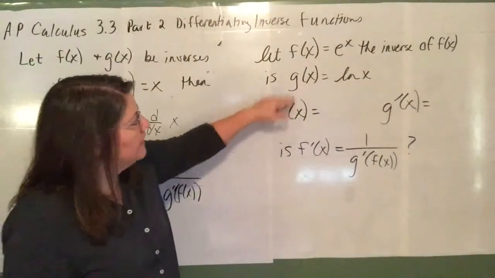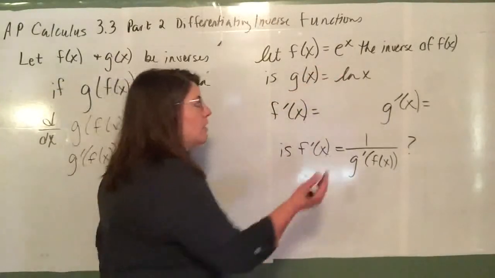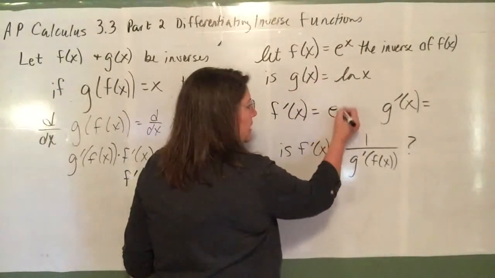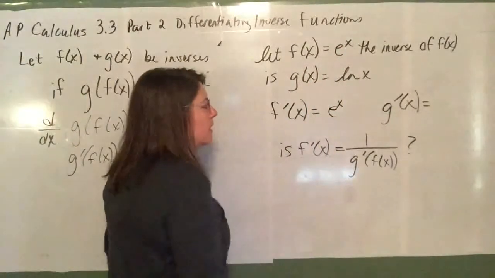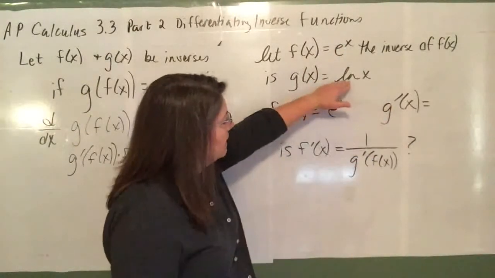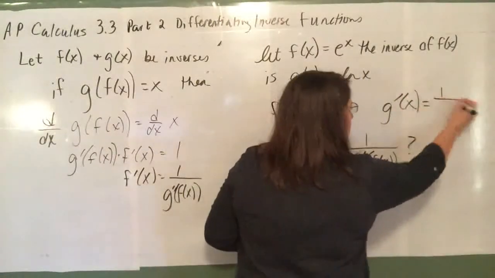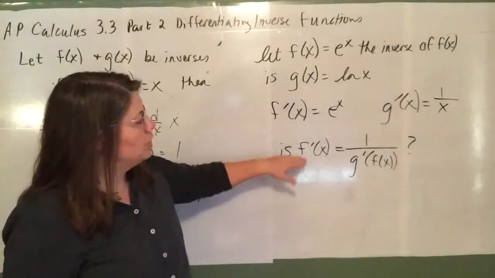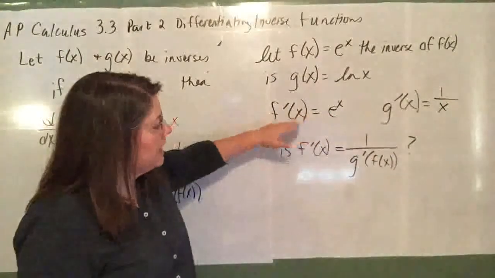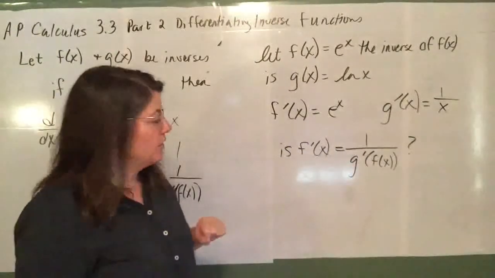So f prime of x, the derivative of the function f, which is e to the x. We know that the derivative of e to the x is e to the x times the derivative of the x, or 1. We know that the derivative of its inverse, natural log of x, is the derivative of the x part over the original. So now we're going to plug this information in to see if these two things are in fact equal to each other.